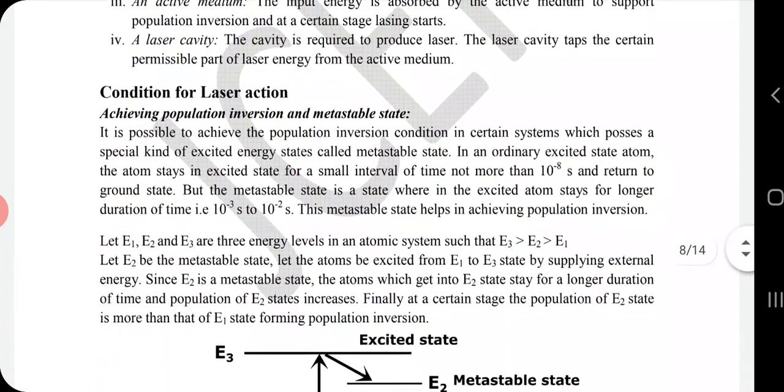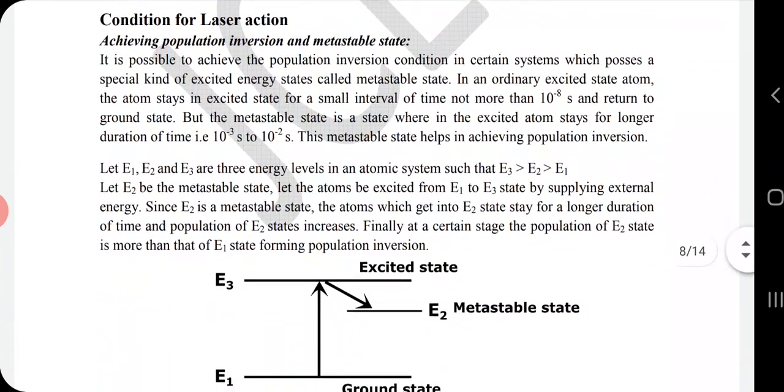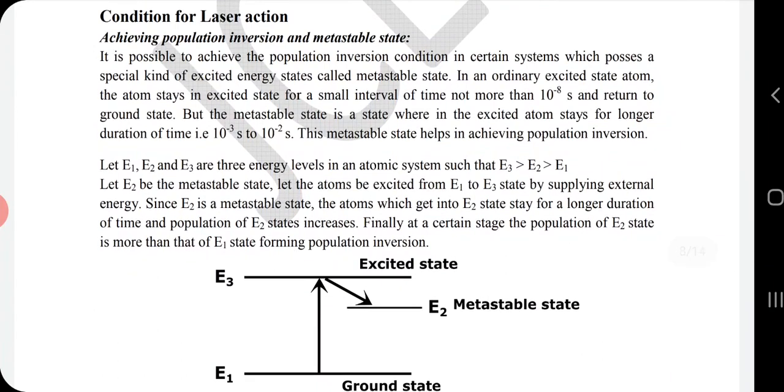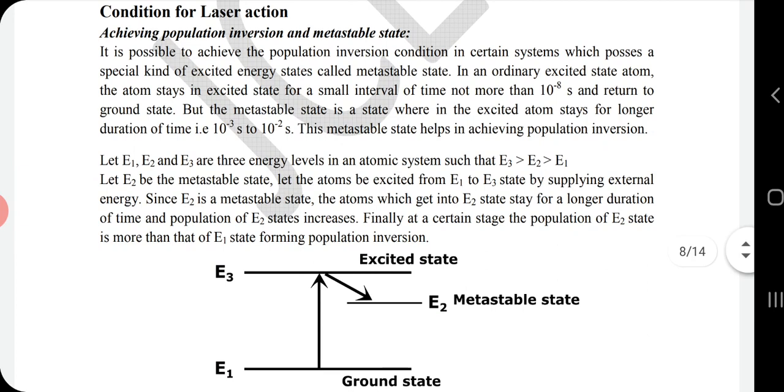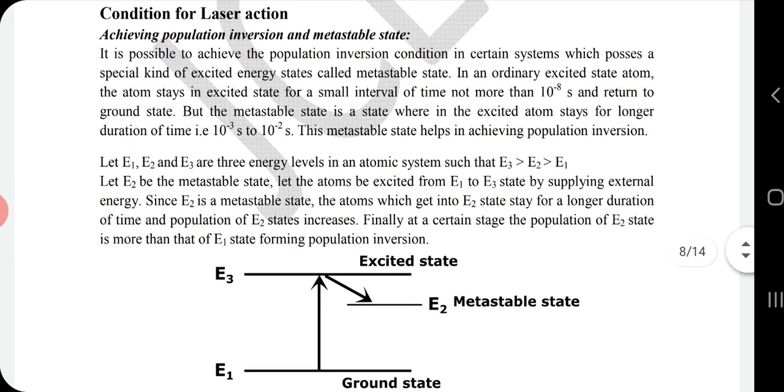So what are the conditions? Here we have seen the metastable state, so that state should be achieved. We simply saw only the E1 state and E2 state, lower energy and excited energy. In this excited state, atoms will not stay for a longer duration. They come back quickly to the ground state. So we have to make them stay for a longer duration and then emit the radiation.